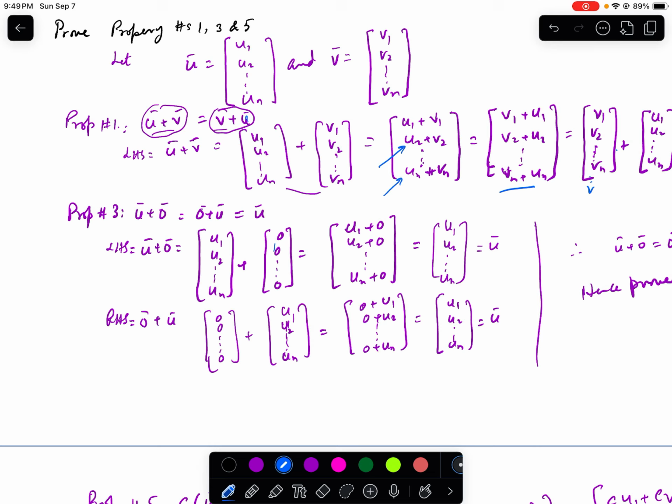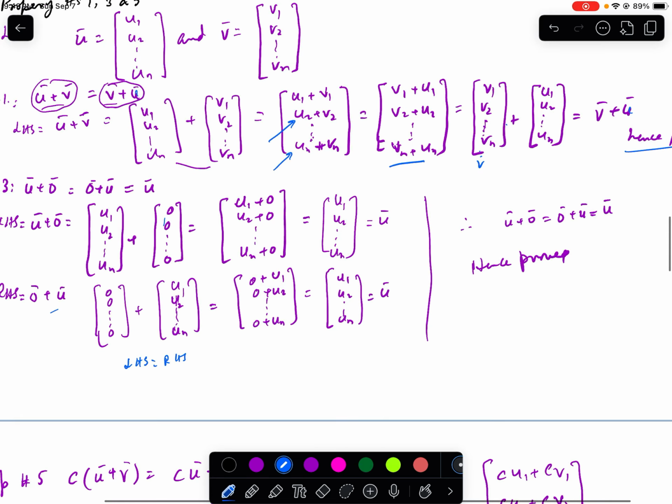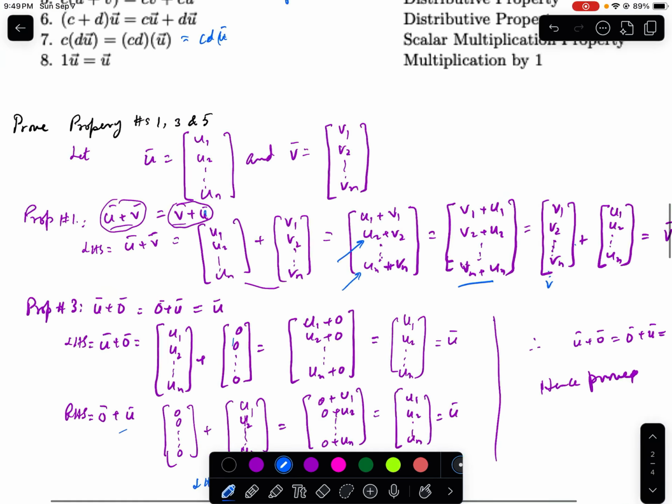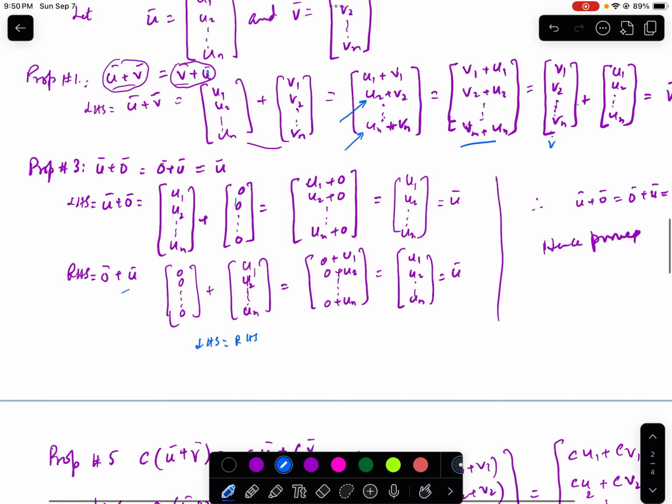Now we do it from the other side, right hand side. So 0 plus u, following the same technique, we end up getting u. So we are getting both. Left hand side gives us u, right hand side gives us u. It means left hand side and right hand side are the same, which means u plus 0 is equal to 0 vector plus u vector is equal to u vector. Hence proved.